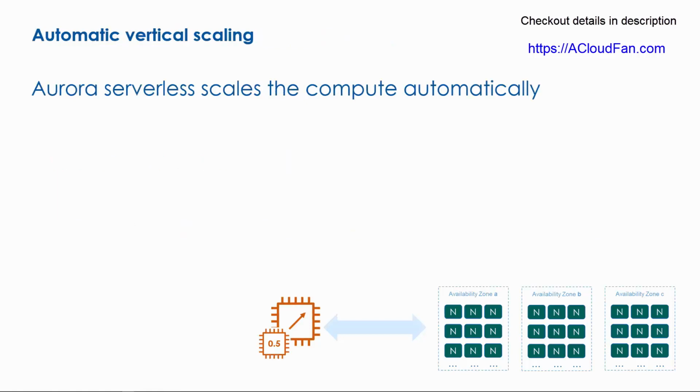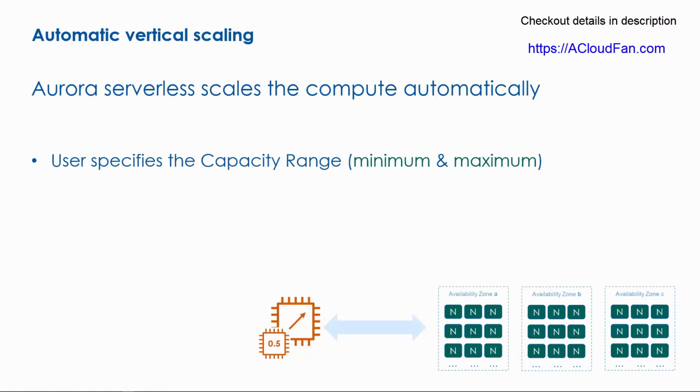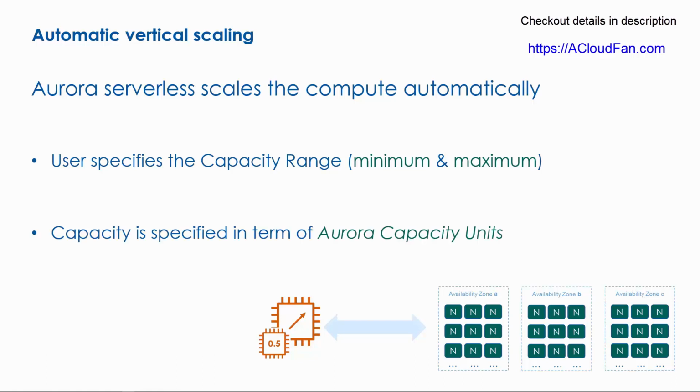Aurora Serverless V2 instances are scaled automatically at runtime based on the load on the instance. User just needs to specify the capacity range. The minimum and the maximum capacity for the cluster is specified in terms of Aurora capacity units or ACUs. Aurora uses a special instance class name for serverless instances. The serverless instance class name is always set to db.serverless or just serverless.